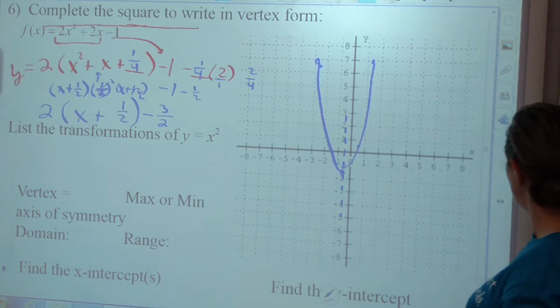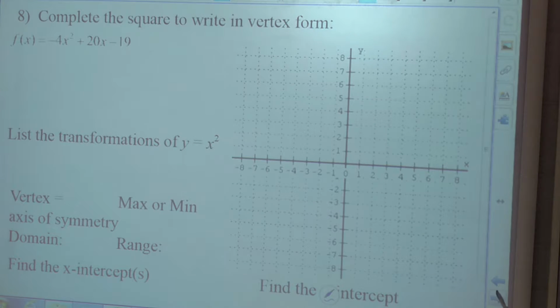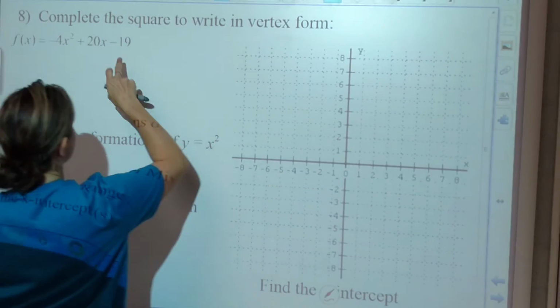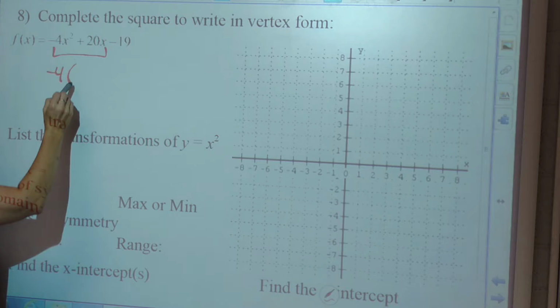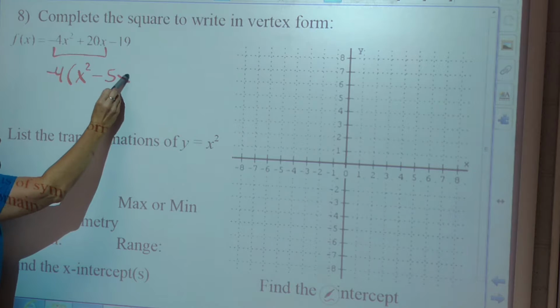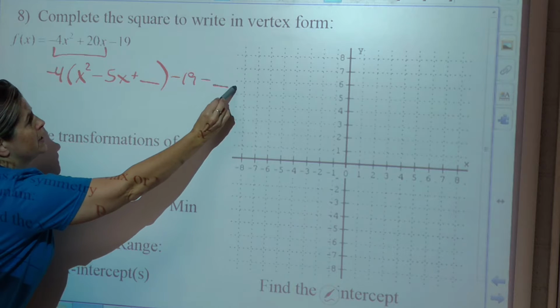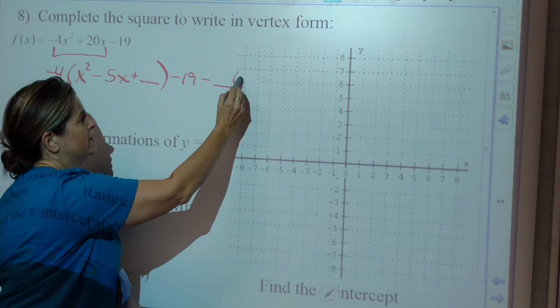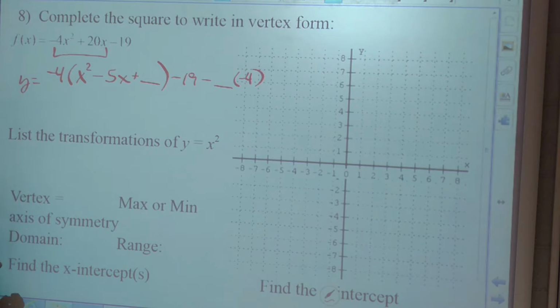All right, so moving on, we're going to do number 8 as well. They ask us to complete the square, and when we do that, we're not going to involve the 19. We're simply going to factor both the negative and the 4 away from those, so that becomes x squared. Don't forget about your sign. That becomes a -5x plus blank. Keep your -19, minus blank, and our blank has to multiply by -4.